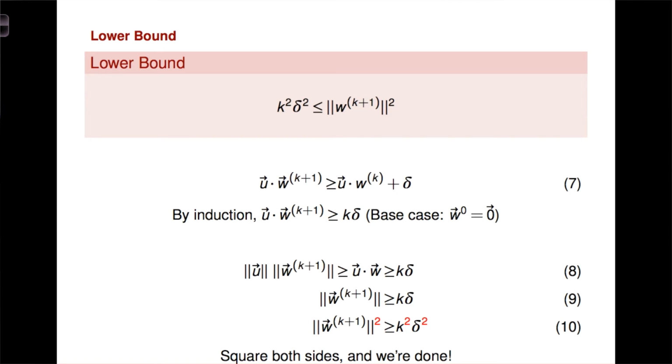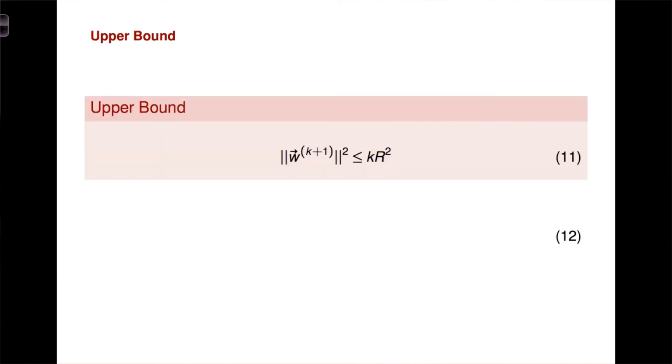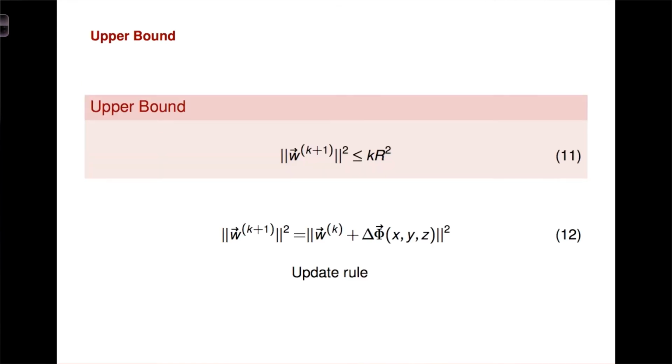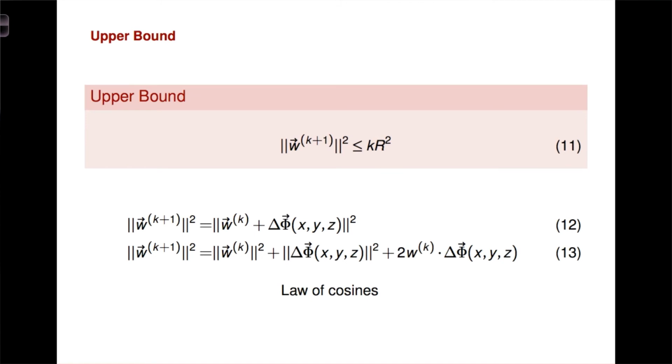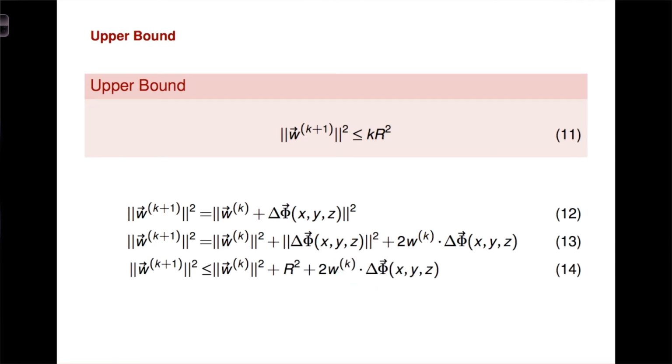Okay, great. We've done the lower bound, now let's do the upper bound. So this is what we want to prove. Let's first start off with the update rule as usual. We're going to take the norm and square both sides. We'll apply the law of cosines, which hopefully you remember from trigonometry. And so once we expand this using the law of cosines, we can see that the definition of the diameter is hidden in there, so let's just replace that.